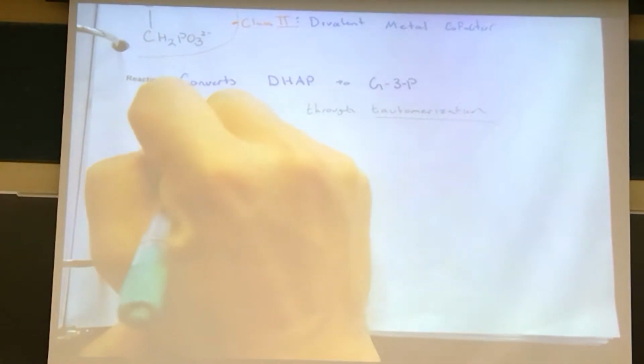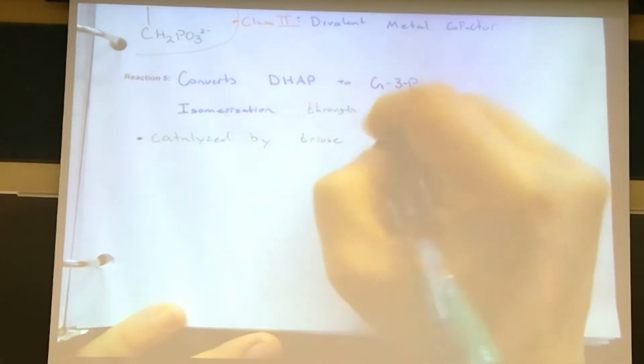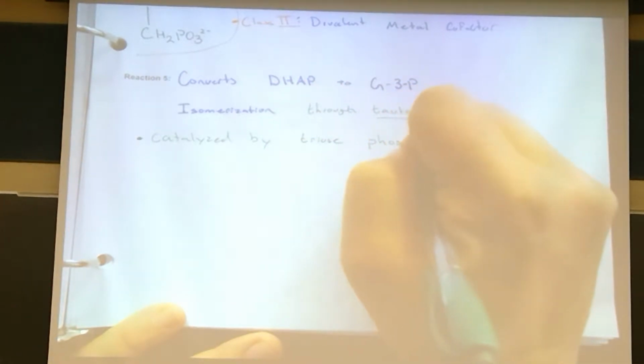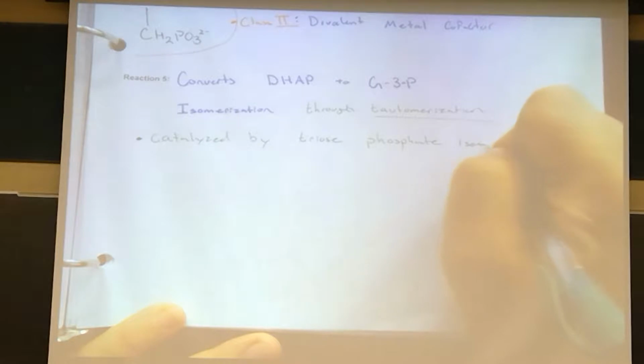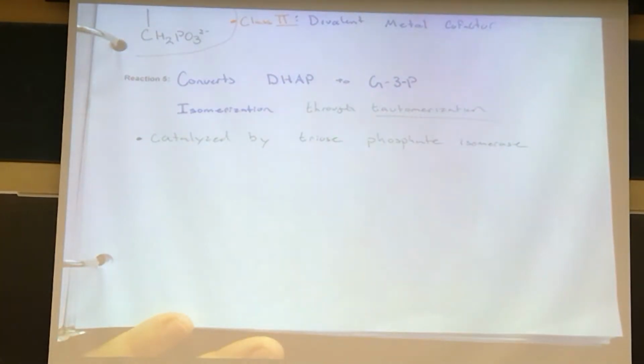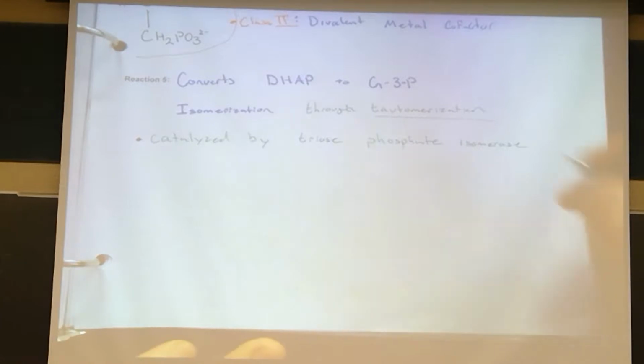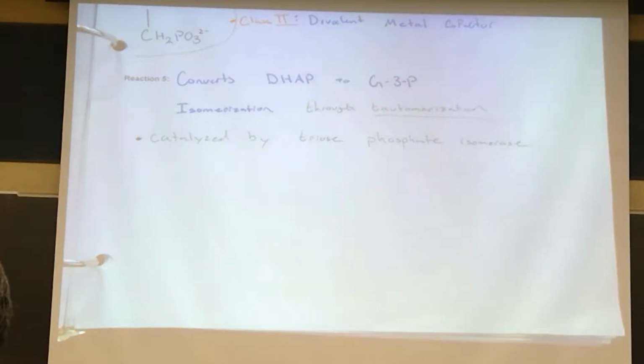This reaction is catalyzed by triose phosphate isomerase. What type of enzyme is it? Triose phosphate isomerase. And in a second we're going to talk about another isomerization reaction. It's not labeled an isomerase. Why? Because isomerization is a very, very broad definition. There are different types of isomerization. So you'll see in a second that we don't call our other enzyme an isomerase.